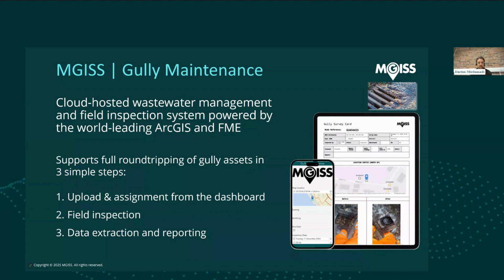But in this context, it means to receive data from a single source, e.g. a client database, and then to enrich that data, for example, from field inspections and return it back to the original source. And when designing our solutions at MGISS, our aim is to make this process as efficient as possible without compromising on that quality. And there are 3 steps to this process: upload an assignment from our dashboard, field inspection, and then finally the data extraction in the same dashboard and reporting.